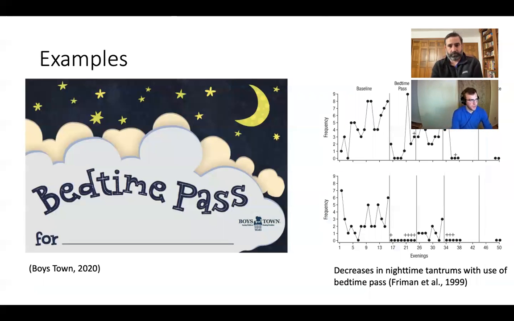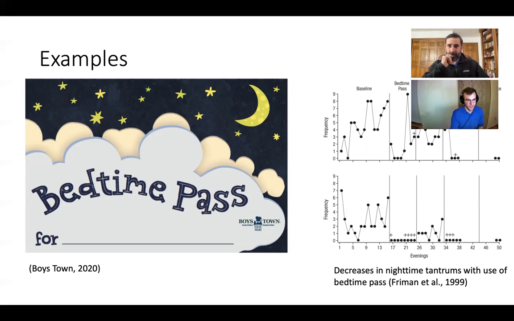Now, I did mention earlier a bedtime pass. This is actually one of my favorite strategies to recommend to parents for bedtime concerns. It's particularly useful when there's a lot of avoidant behaviors with sleep, where the child is getting up throughout the night and is getting a lot of attention every time they get up. What this does is it still allows the child to get up throughout the night, but it is simply adding structure and limitations to it.